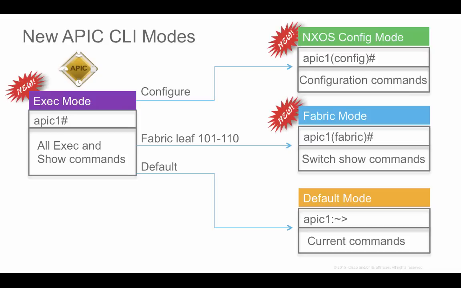Once you log into APIC, you enter a default mode as shown at the bottom right side. You can type execsh to enter the CLI mode, where you can type all execution commands or show commands. You can enter a config mode by typing configure, where you can configure switches. If you go to the fabric mode, you can look for different show commands across multiple switches as well as a single switch.